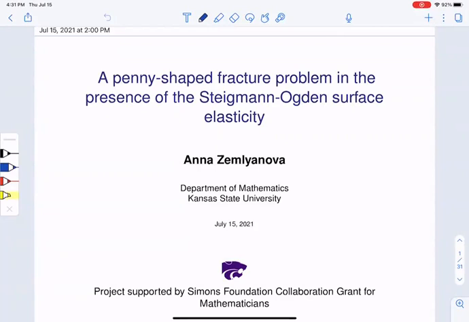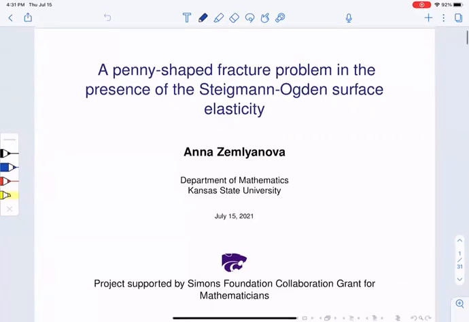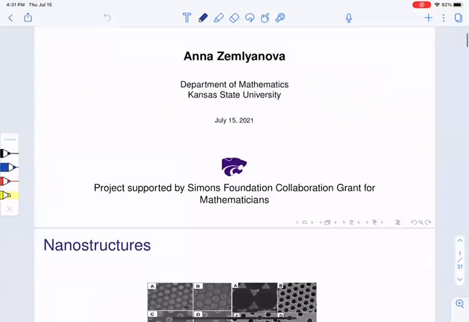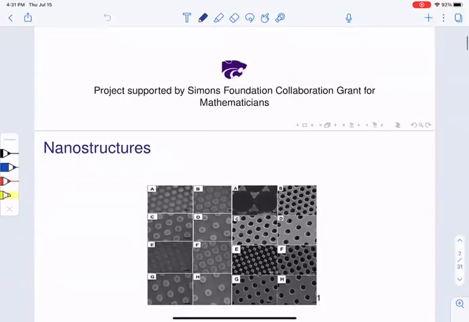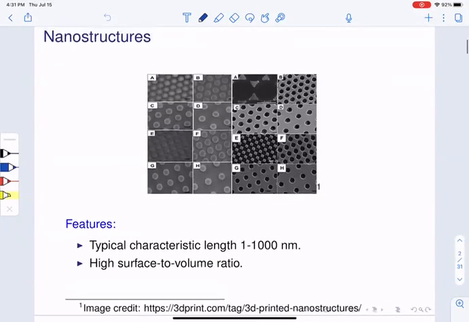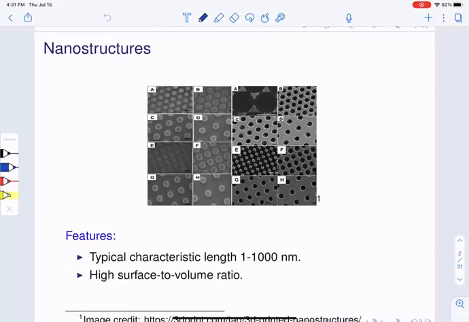Okay, so today I will talk about the penny-shaped fracture problem in the presence of Steigmann-Ogden surface elasticity. To put this problem in a broader context, what I'm trying to do in this talk, and my iPad is a little slow for some reason, is model nanoscale structures within a continuum approach.